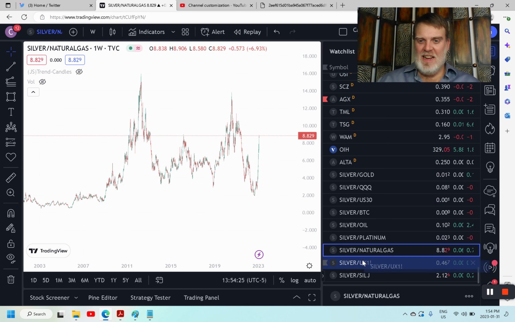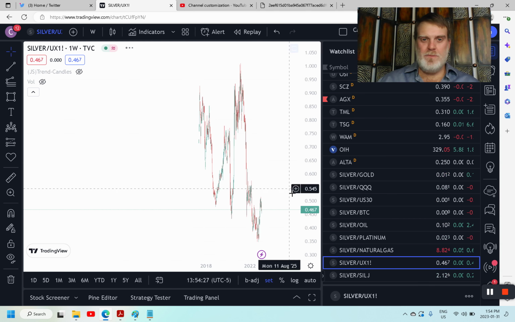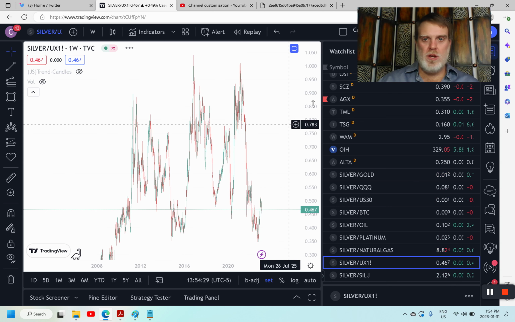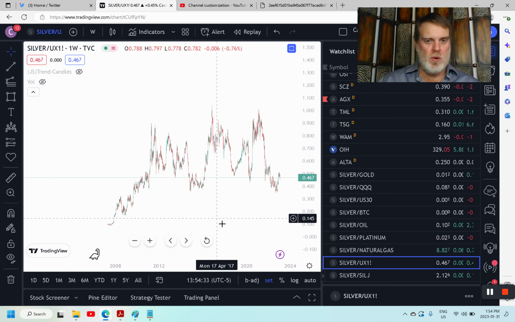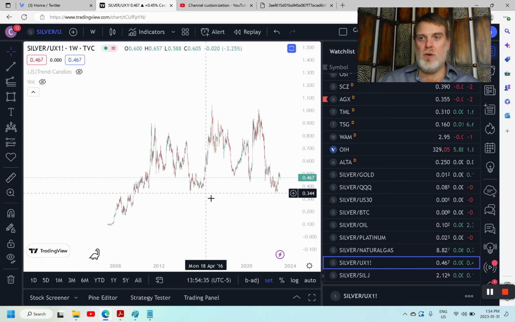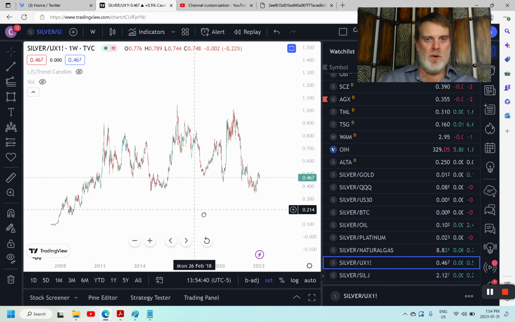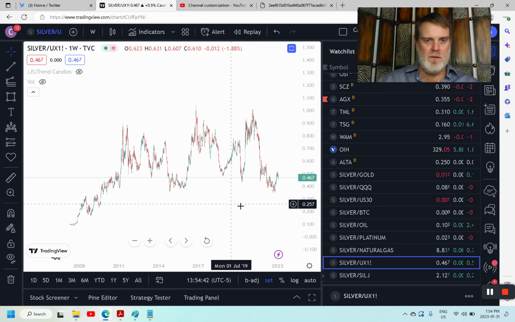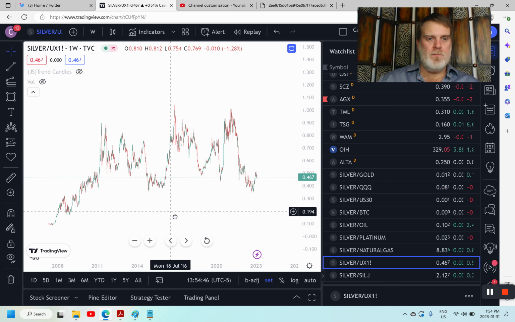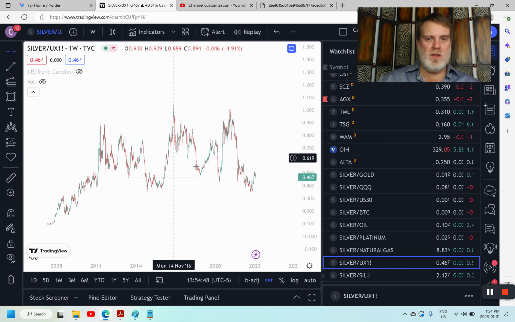All right, silver versus uranium. Now, you know, I'm very bullish on my uranium stocks and the market in general for uranium, which, by the way, I think is decoupling currently versus the market this week anyway. Very early, but we'll see what happens. I'll cover that in a future video. But silver versus UX1, this is actually the spot price of uranium.